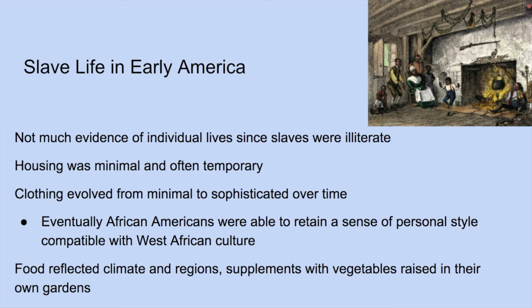So, slavery life in early America, we don't have a lot of evidence of what the individual lives of slaves were like, mainly because slaves were illiterate. They weren't allowed to learn how to read or write, so there wasn't a way to write down or make accounts of what their life was like. We do know that their housing was very minimal, often temporary. For example, in the Chesapeake area, it was made of log cabins. They had dirt floors, brick fireplaces, wooden chimneys, and very few, if any, windows.